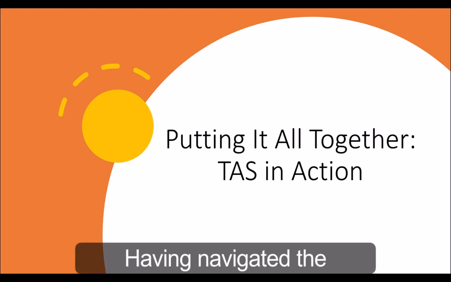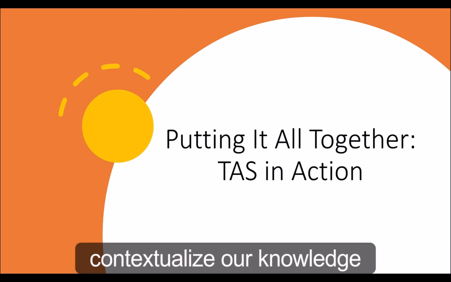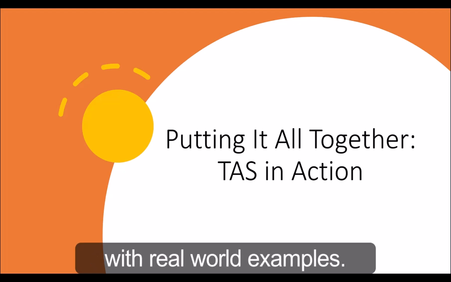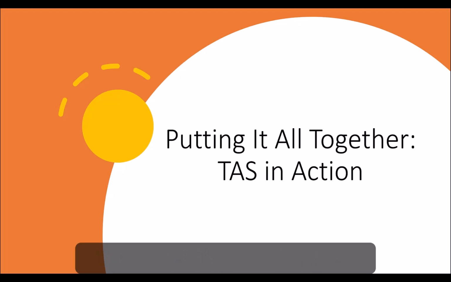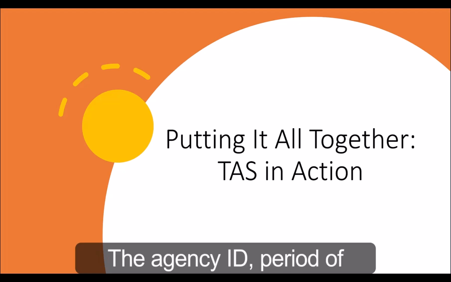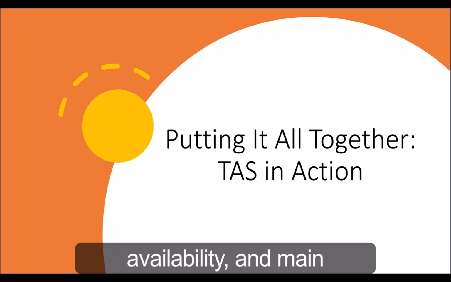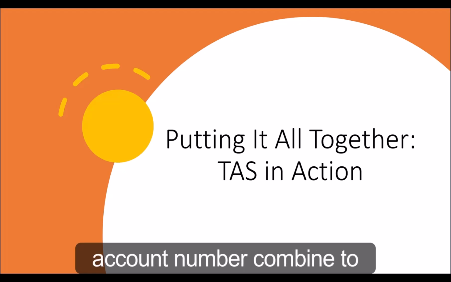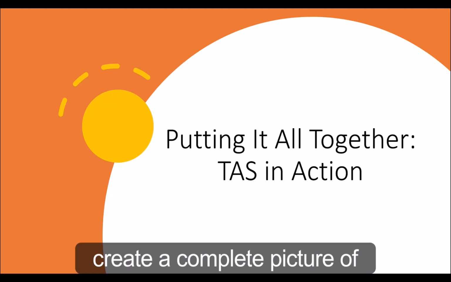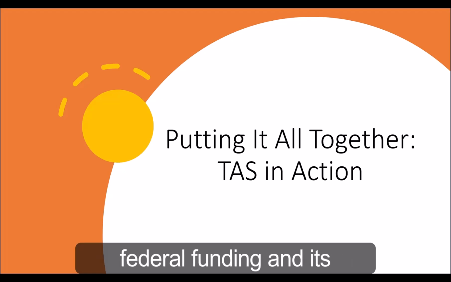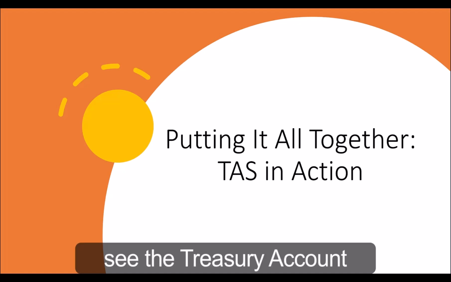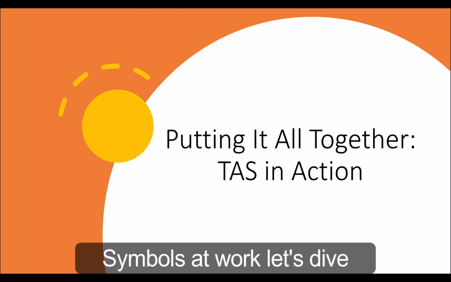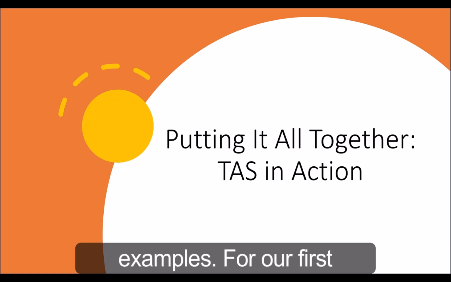Having navigated the Treasury Account Symbol makeup, it's time to contextualize our knowledge with real-world examples. These will illustrate how the Treasury Account Symbol components, the agency ID, period of availability, and main account number combine to create a complete picture of federal funding and its designated uses. To see the Treasury Account Symbols at work, let's dive into these particular examples.